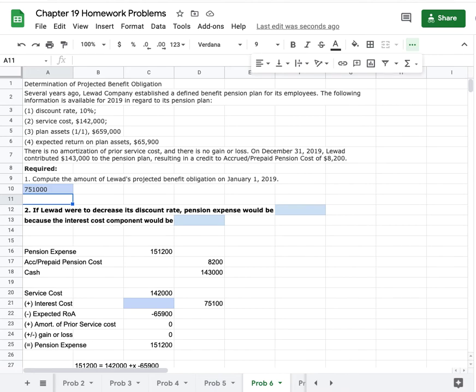And then the other part of this is a fill in the blank. If Leewad were to decrease its discount rate, pension expense would be lower because the interest cost component would be smaller.